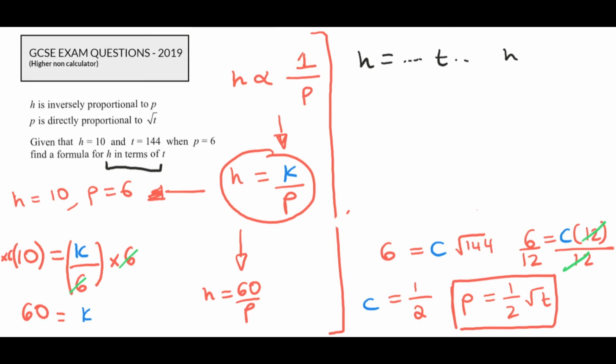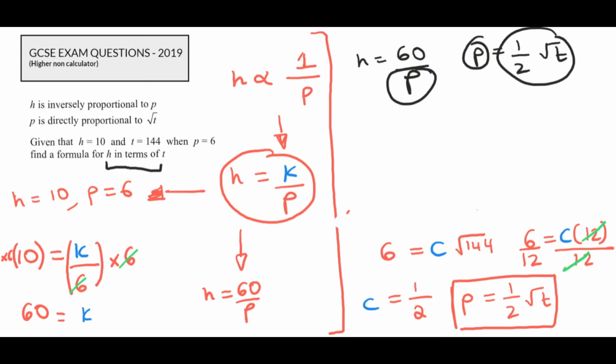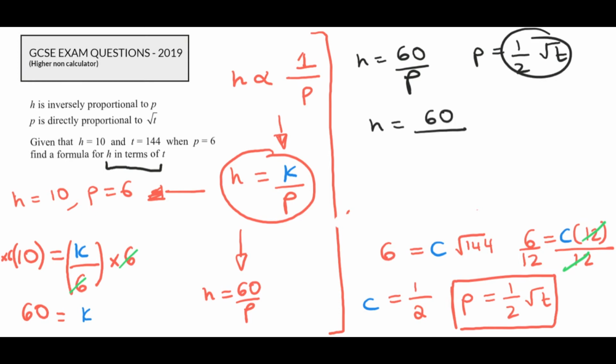Now, given what they're saying, I know what H is equal to. H is equal to 60 over P. Let me rewrite this. H is equal to 60 over P, and I've also discovered that P is equal to a half root T. So what I'm going to do is replace this P with a half root T, because it's the same thing. So basically I could do 60 over P, which is a half root T.